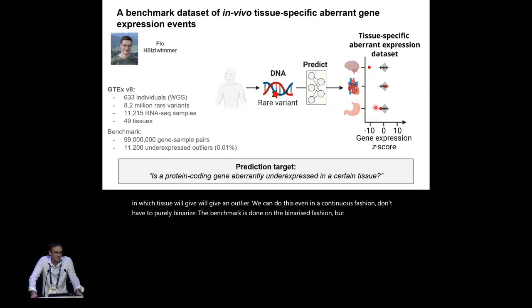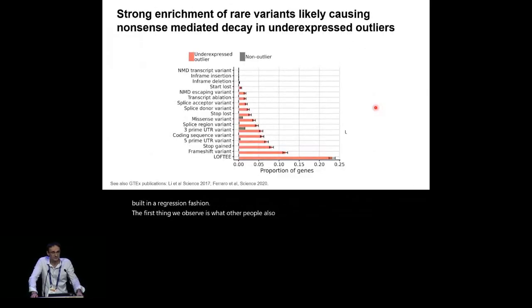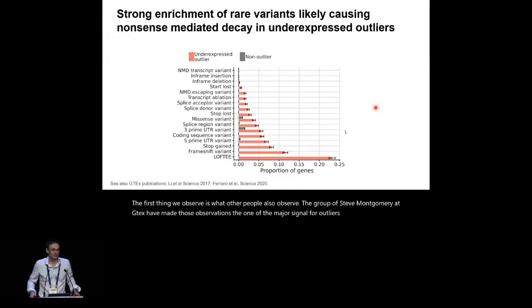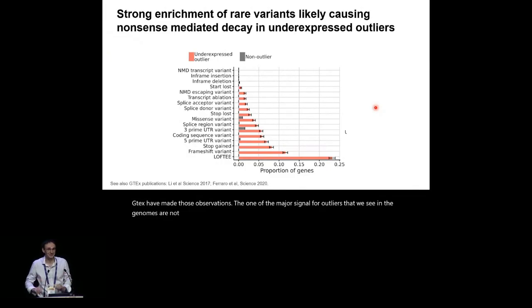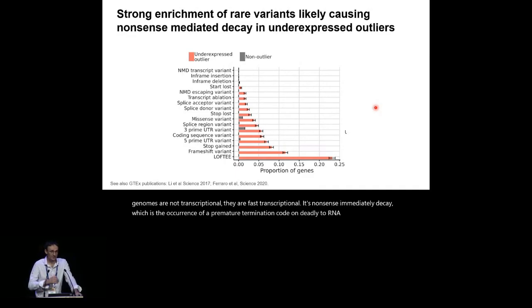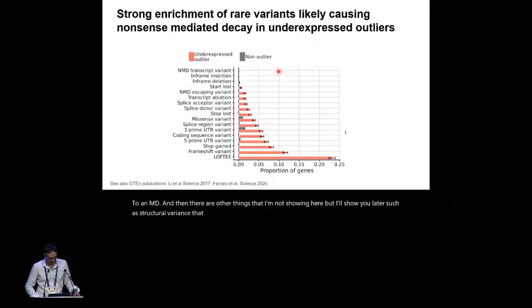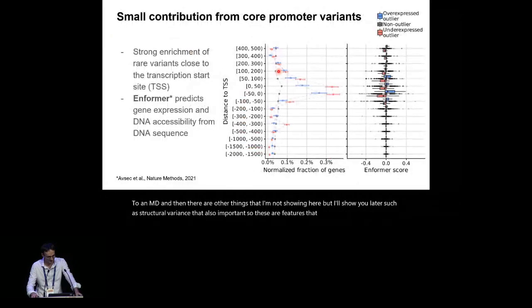The first thing we observe is what other people also observe. The group of Steve Montgomery at GTEx have made those observations. One of the major signals for outliers that we see in the genomes are not transcriptional, they're post-transcriptional. It's nonsense-mediated decay, which is the occurrence of a premature termination codon that leads to RNA degradation. Now, all other ways to get to NMD, in particular around splicing, often also lead to NMD. And then there are other things that I'm not showing here, but I'll show you later, such as structural variants that are also important. So these are features that we've been using then in ABEXP.